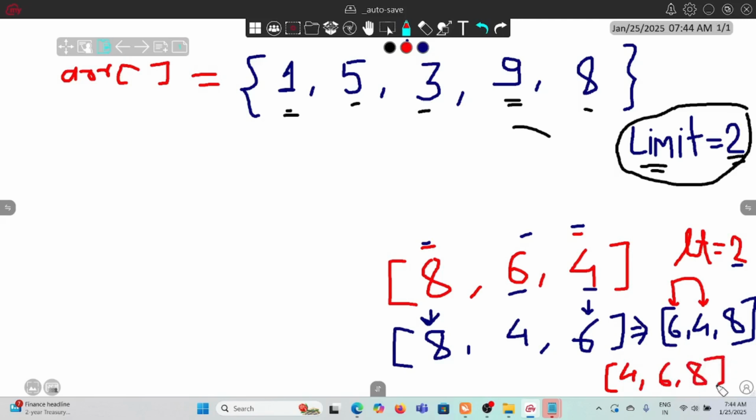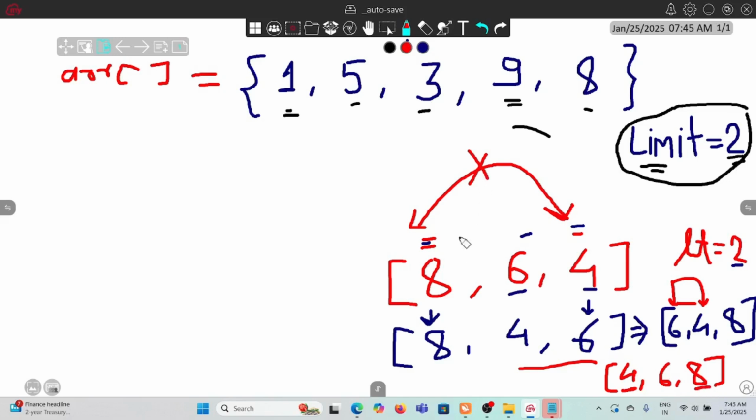So now you observed, initially it looked like 8 and 4 cannot be swapped because their difference is not within the limit, right? We were not able to swap them. But after doing these operations, first this swap, then this swap, we find that 4 is here and 8 is here. They are now swapped, correct?